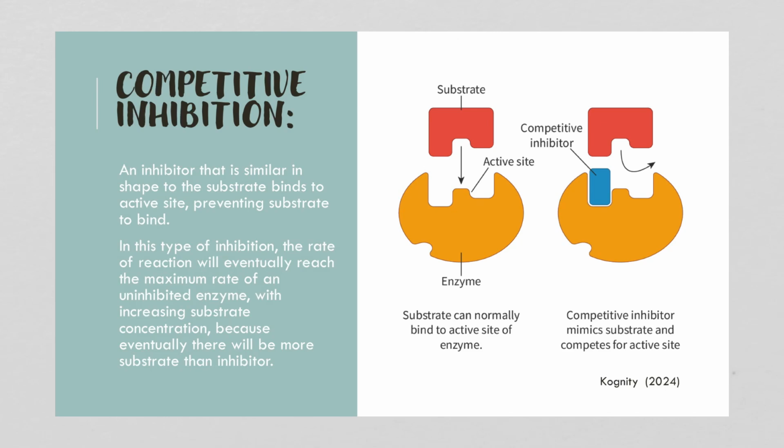So now we'll talk about inhibition. Competitive inhibition is when the inhibitor is similar in shape to the substrate, so it will bind to the active site instead and block it, so the substrate can't bind and the reaction can't happen. In this type of inhibition, the rate of reaction will eventually reach the maximum rate of the uninhibited enzyme, because when you keep increasing the substrate concentration, eventually there will be more substrate than inhibitor. So there will be more effective collisions with the substrate than with the inhibitor.